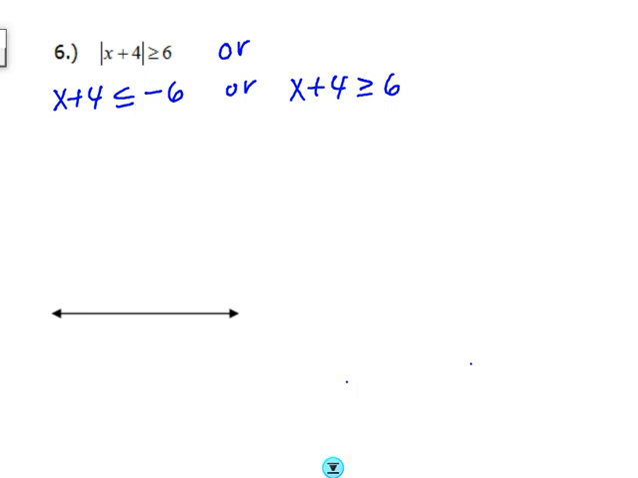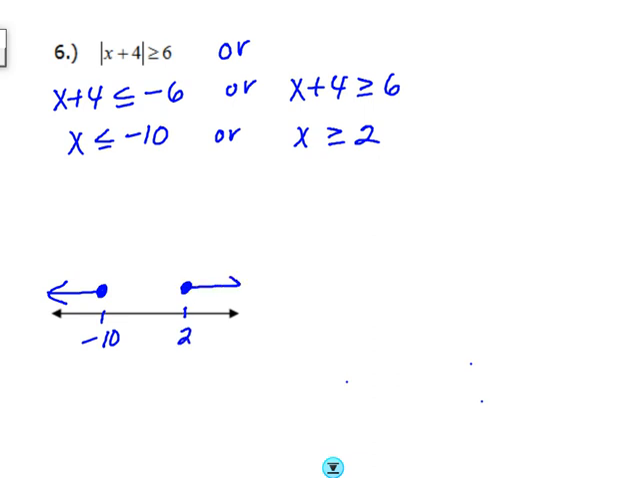Now simply solve both inequalities. So in the first one, we're going to subtract 4. So negative 6 minus 4 is negative 10. Or subtract 4 again. 6 minus 4 is positive 2. Now when you graph an or, it's going to look like oars on a boat. These are both closed, so we're going to go negative 10, it's closed. It's less than, so it's going to the left. And then 2, it's also closed, and it's going to the right.